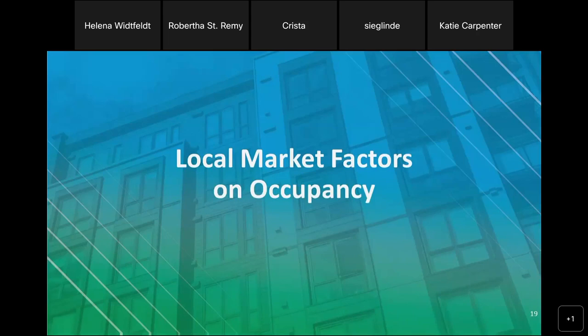Local market factors on occupancy. So again, this is a heavy session. This is a highlight on information that may be applicable to you or you have experienced throughout your career or where you live. And we thought it was a good opportunity to talk about that so you understand the additional variable points that affect your business. I say business specific because housing authorities are businesses. We are landlords. Next slide, please.